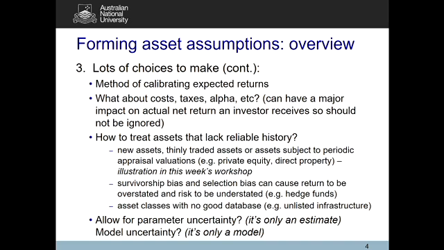And of course you need to allow for parameter uncertainty and model uncertainty because these are only estimations. You're never going to be convinced that your parameters are correct and that your model is an accurate representation of the world, which is why you should avoid relying on a single model.